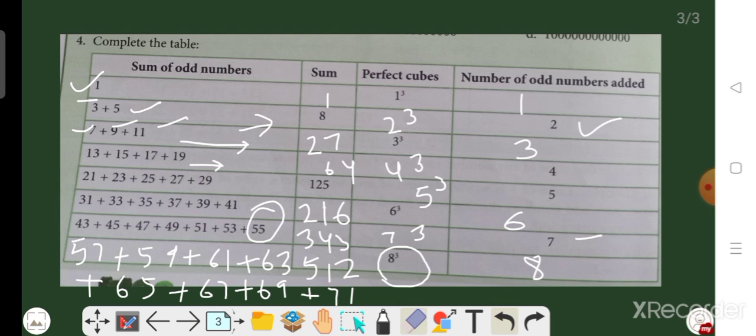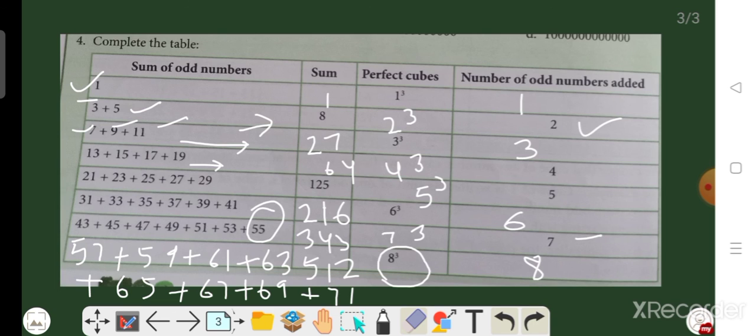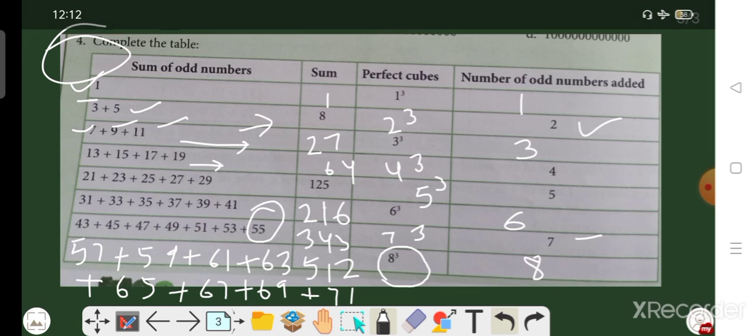Okay, so this is the way by which you have to fill your question number 4. You have to do your question number 4 beta in your math notebook. Oh sorry, in your book. The fourth question you should do in your book beta. Okay, so this is the solution of your fourth question.